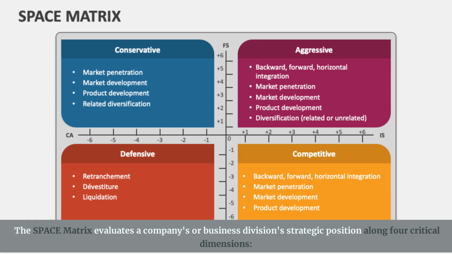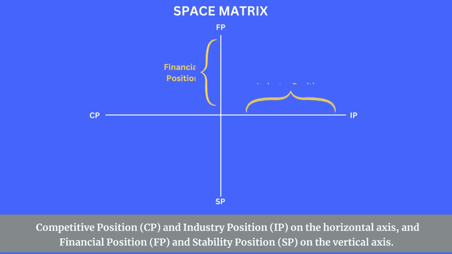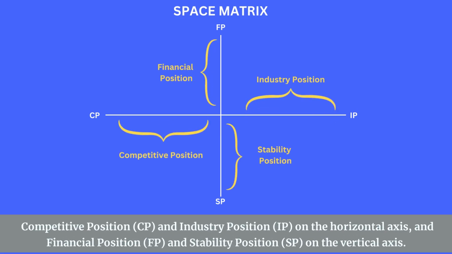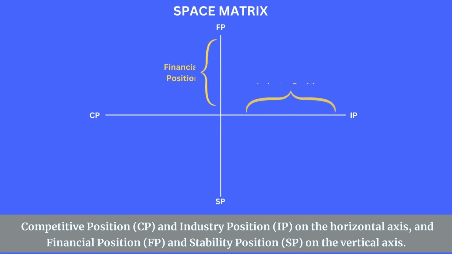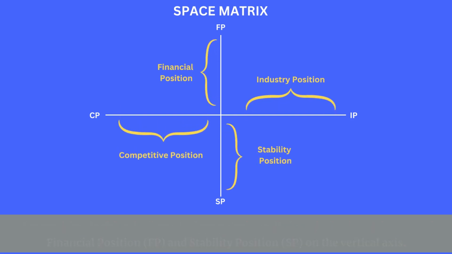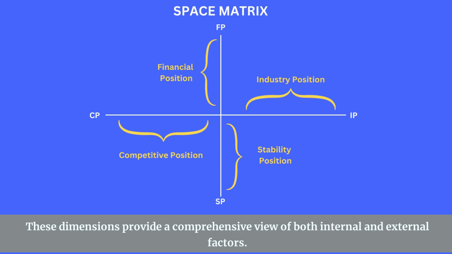The Space Matrix evaluates a company's or business division's strategic position along four critical dimensions: competitive position, CP, and industry position, IP, on the horizontal axis, and financial position, FP, and stability position, SP, on the vertical axis. These dimensions provide a comprehensive view of both internal and external factors.